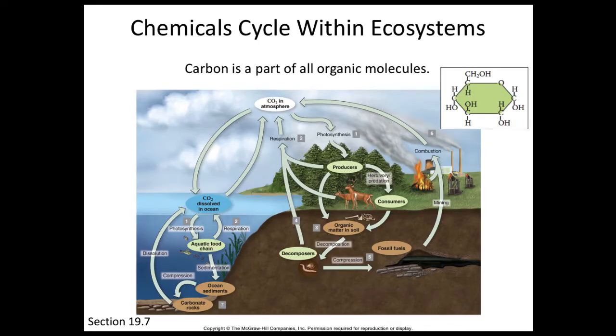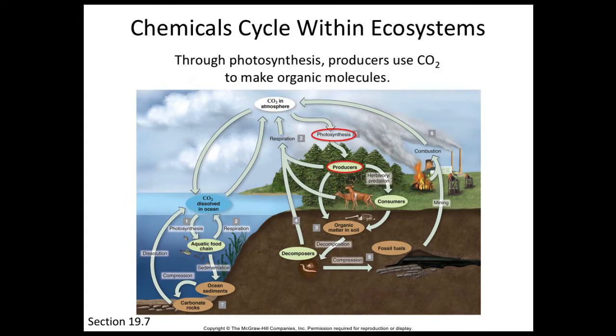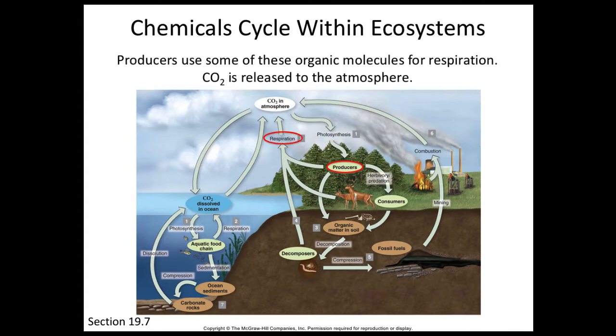Carbon is another important cycle. We know that carbon is a part of all organic molecules. Carbon dioxide is the main inorganic storage reservoir for carbon on our planet. Through photosynthesis, producers use carbon dioxide to make organic molecules such as sugars. Producers use some of these organic molecules for cellular respiration, and in breaking down those sugars, some carbon dioxide is released, in which it can enter back into the atmosphere and back into the carbon cycle.